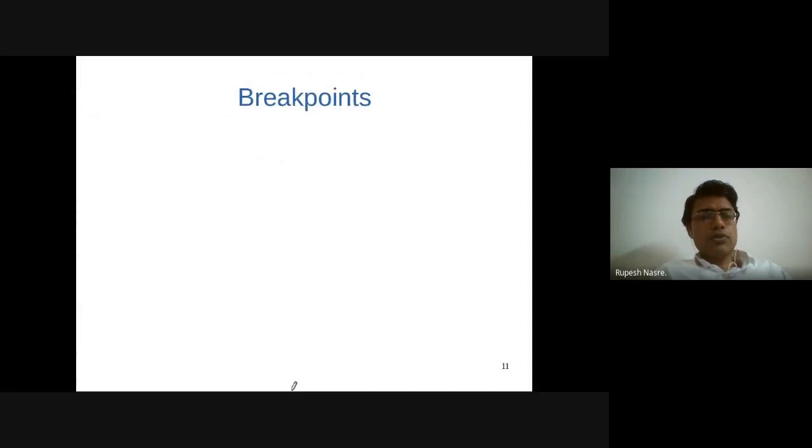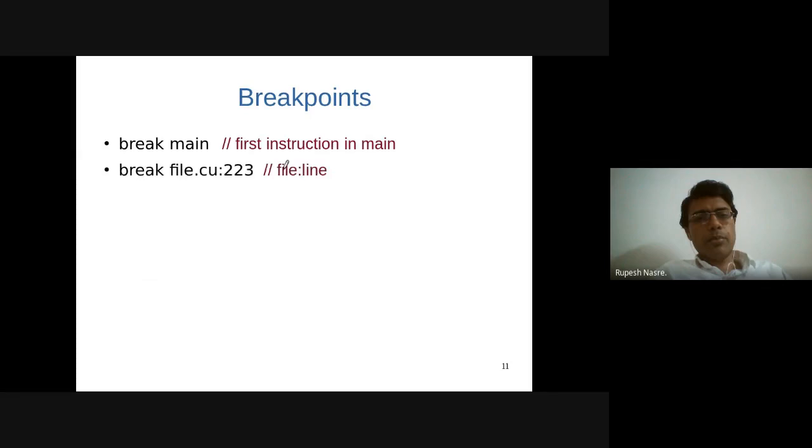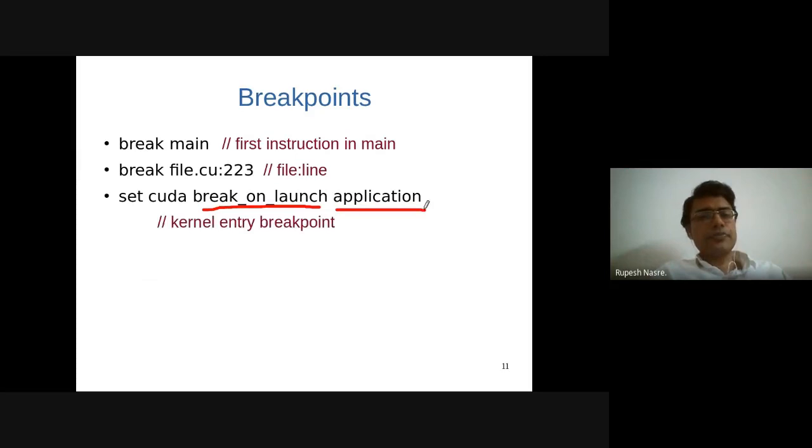Yeah, so you are allowed to set breakpoints. I'll just take a couple of minutes to finish this part. So you can break at the first instruction inside a particular function on the CPU, or you can break using a line number inside a file. You can set the break on launch for a particular function, right? So a kernel entry breakpoint, for example.